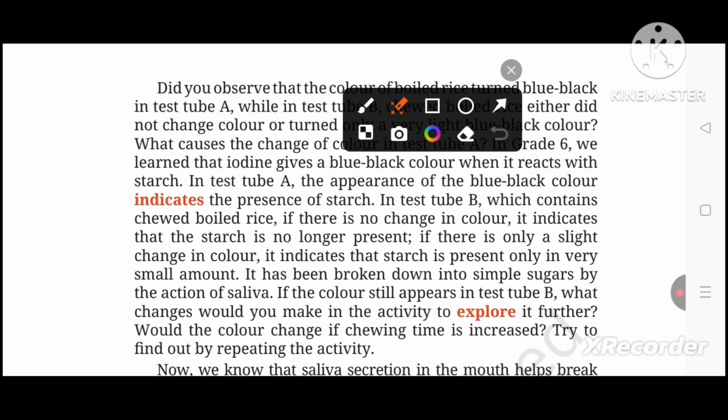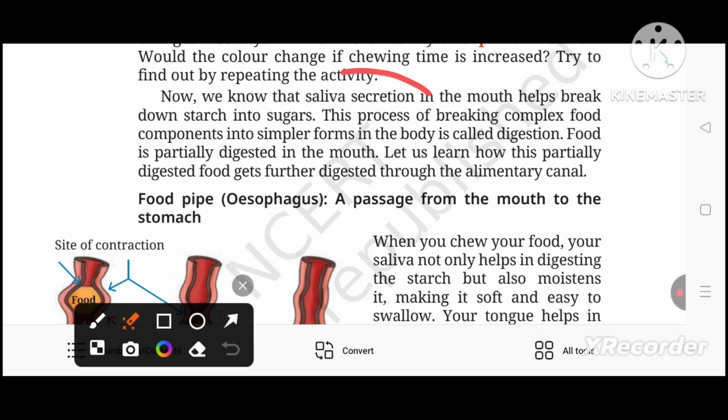If you still see a change in test tube B, what change would you make to the activity to explore it further? Would the color change if the chewing time is increased? Try to find out by repeating the activity. Now we know that saliva secreted in the mouth helps break down starch into sugar. This process of breaking a complex food component into simpler forms in the body is called digestion. The food is partially digested in the mouth. Let us learn how this partially digested food gets further digested through the alimentary canal.